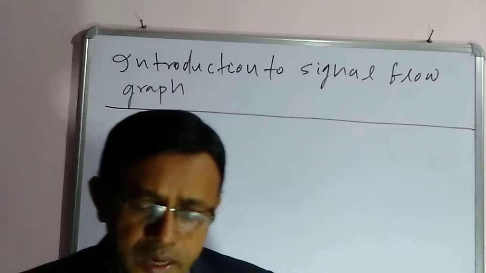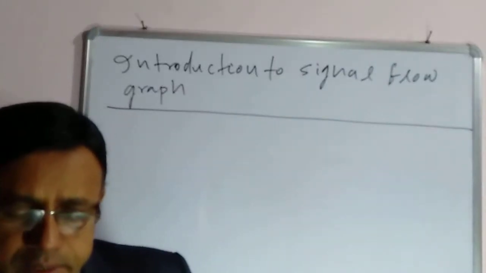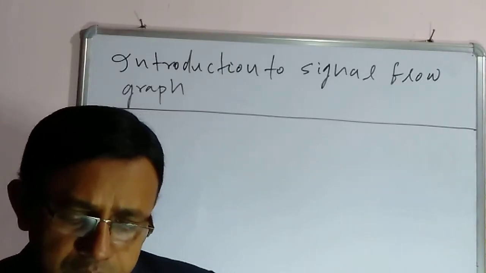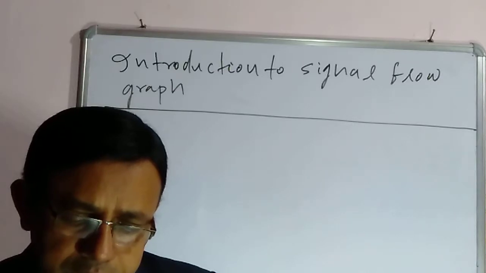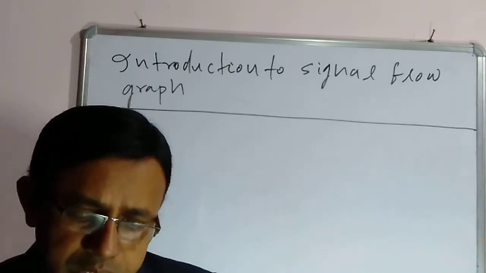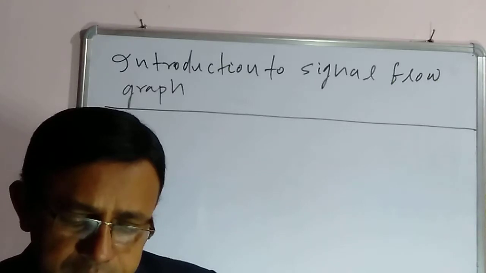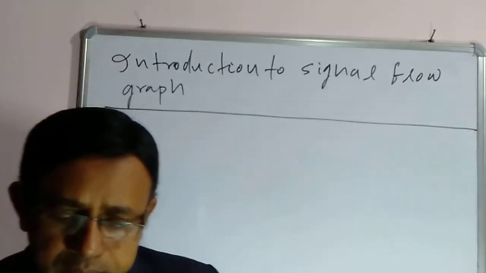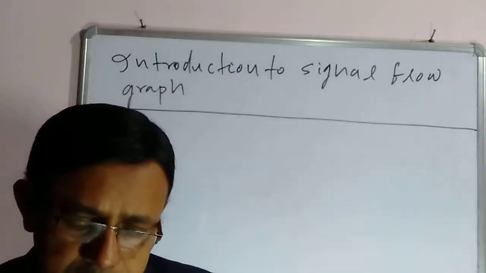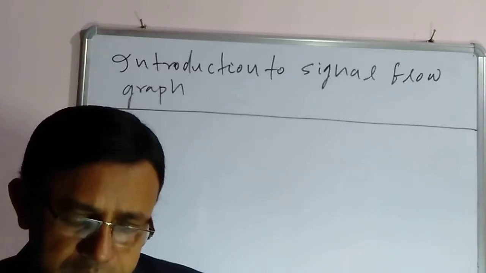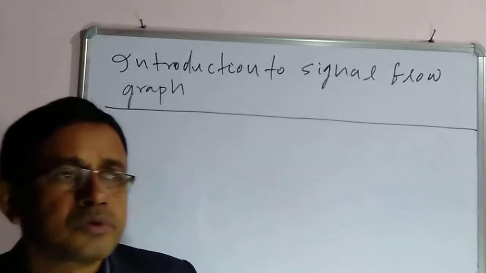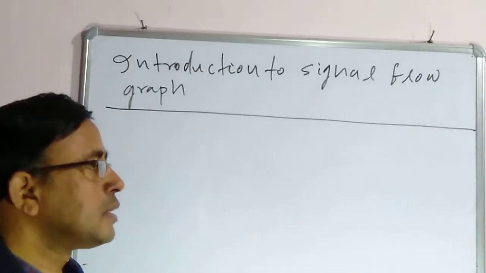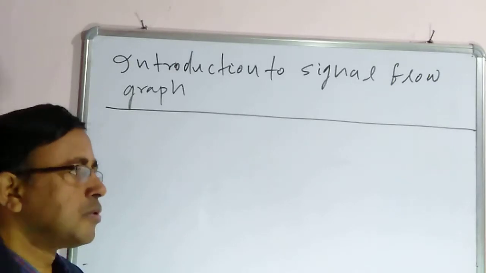A signal flow graph represents the relationship between the variables of a set of linear algebraic equations representing a system. That means it is a network in which nodes represent the system variables. So a signal flow graph is nothing but a network of variables.